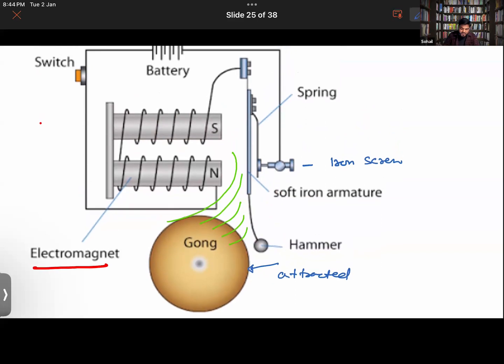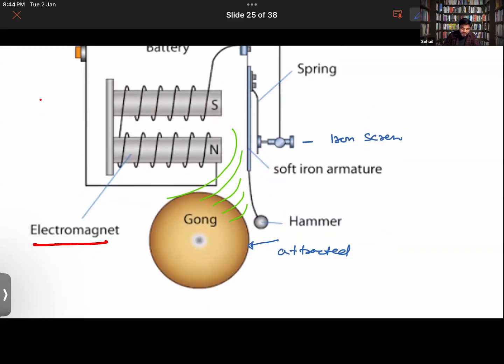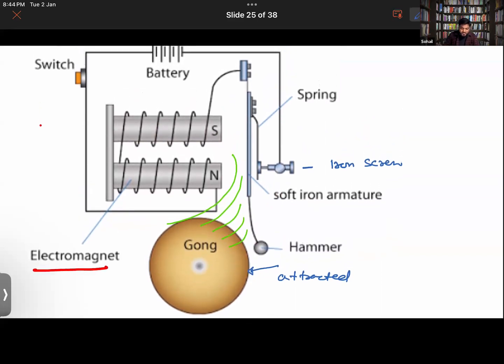Also, one more thing needs to be noted here: since the circuit is broken, this will no longer produce a magnetic field. So since this is no longer producing a magnetic field, will the soft iron armature still be attracted towards this gong? Yes, Sundus. Yeah, Chakrika. Hello. Yes, sir. Will it still be getting attracted?